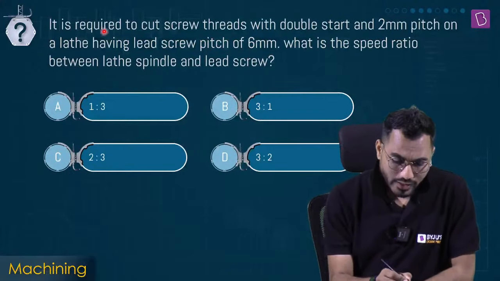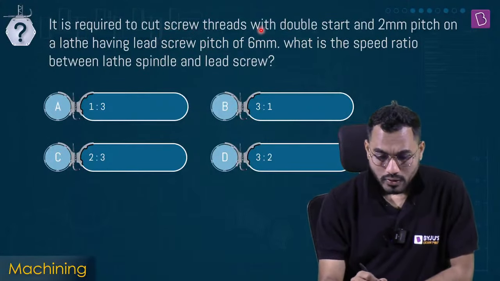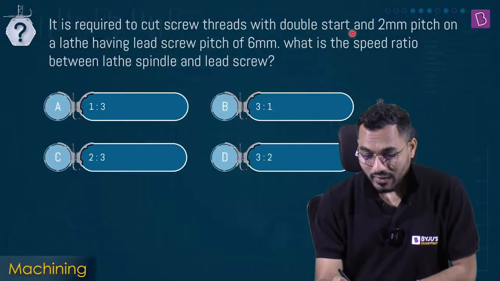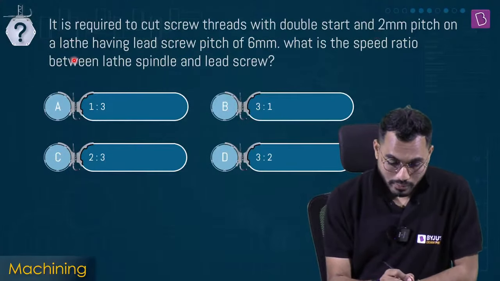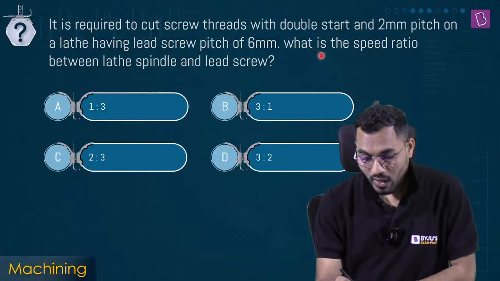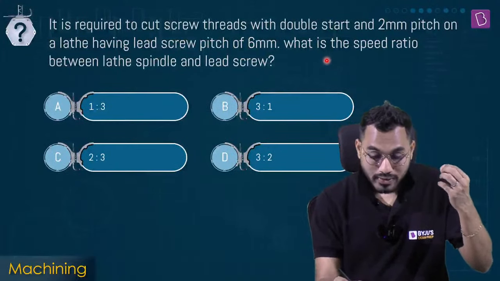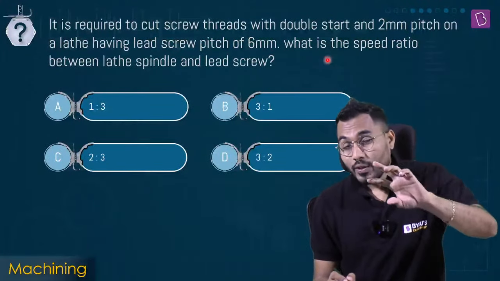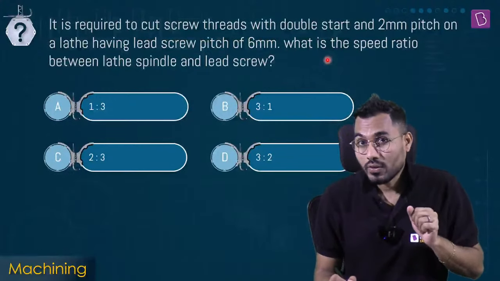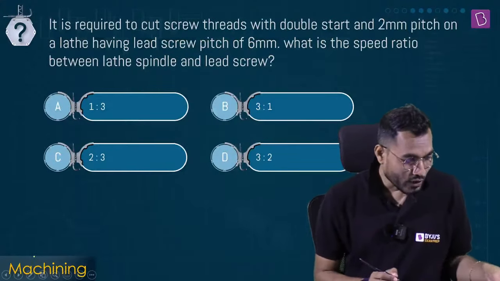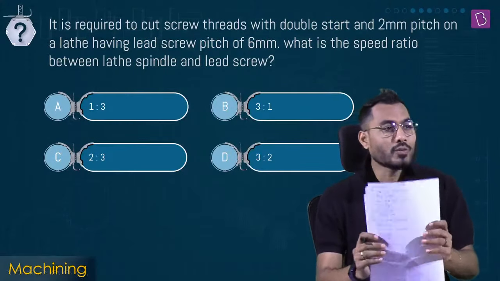The next question: it is required to cut a screw thread with a double start and 2 mm pitch on a lathe having a lead screw pitch of 6 mm. What is the speed ratio between the spindle and lead screw? We know that the speed ratio is the opposite of the gear train ratio. You have to understand that the speed ratio is the opposite. So what will the speed ratio be?